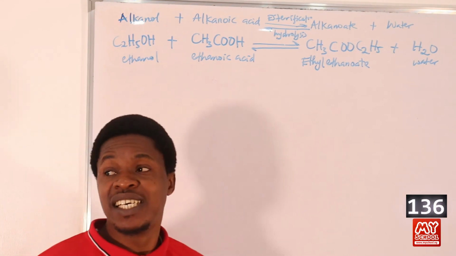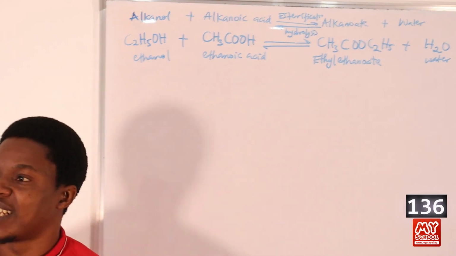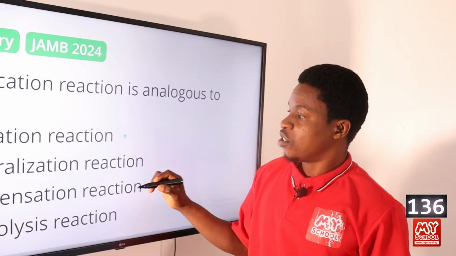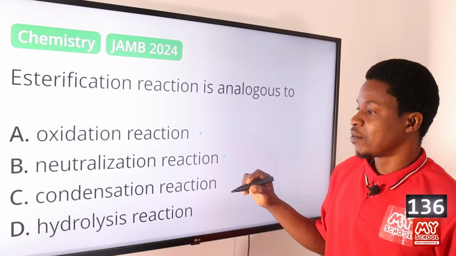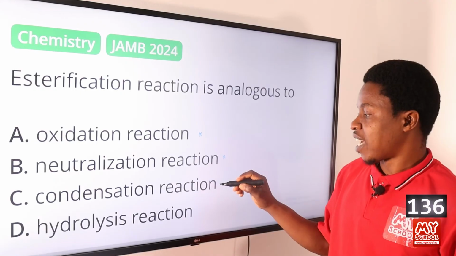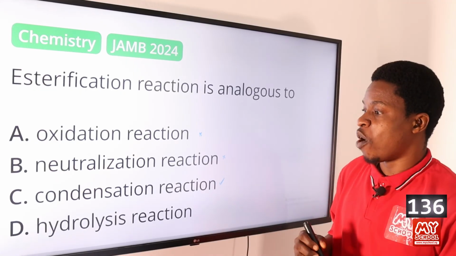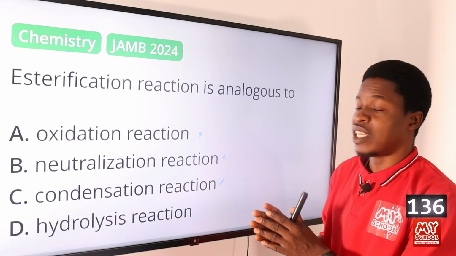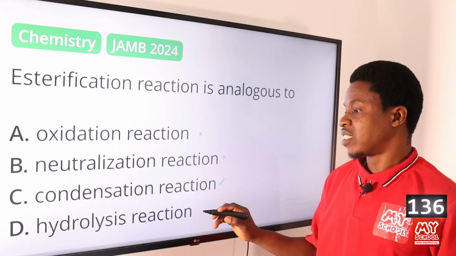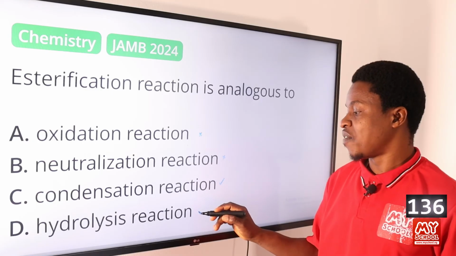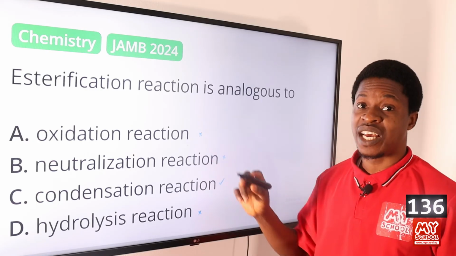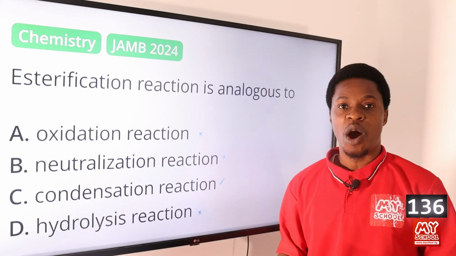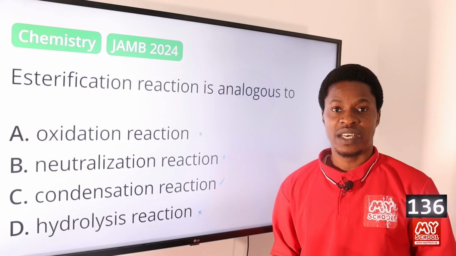So based on that, let's look at the screen. Option A says oxidation reaction. No, it is not oxidation reaction. Neutralization reaction. No, base is not reacting with acid. Condensation reaction, yes, it can be because we have a larger molecule of ethyl ethanoate or alkanoate actually formed, okay, and losing a molecule of water. Option D says hydrolysis. Hydrolysis reaction is the reverse reaction of esterification, so they are not analogous to each other. So the correct answer here is option C, condensation reaction.